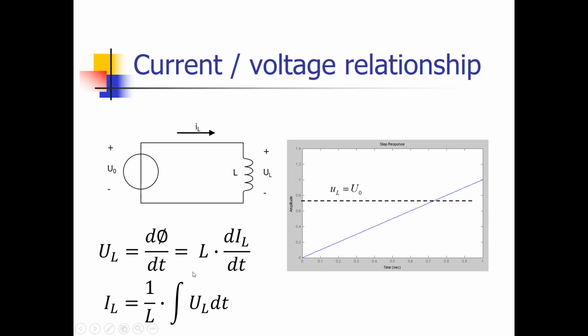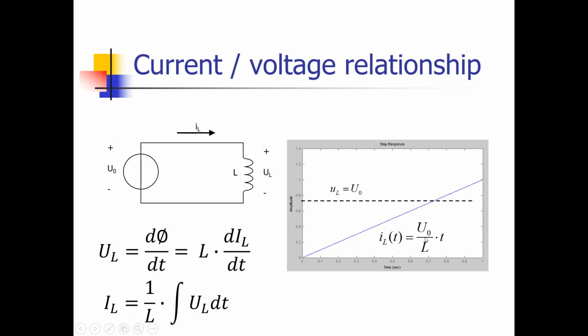We can also define this by using this equation, which states that 1 over L times the integral of a constant value U is U times t. And that's expressed over here. So in this example with the constant voltage, I is equal to the constant voltage times t, which is the running area underneath this curve divided by L, the inductor value.